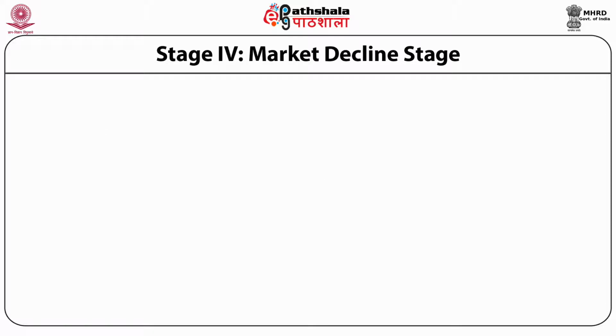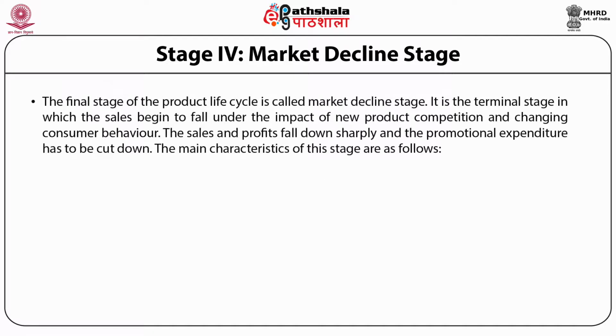Market decline stage. The final stage of the product life cycle is called market decline stage. It is the terminal stage in which the sales begin to fall under the impact of new product competition and changing consumer behavior. The sales and profits fall down sharply and the promotional expenditure has to be cut down.